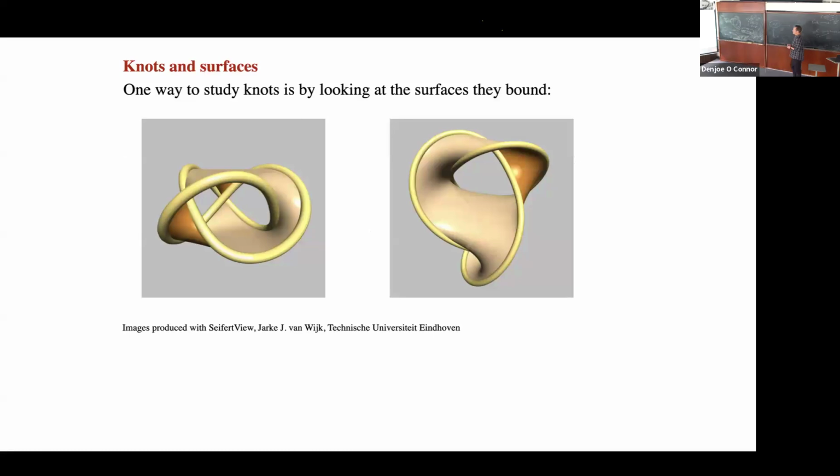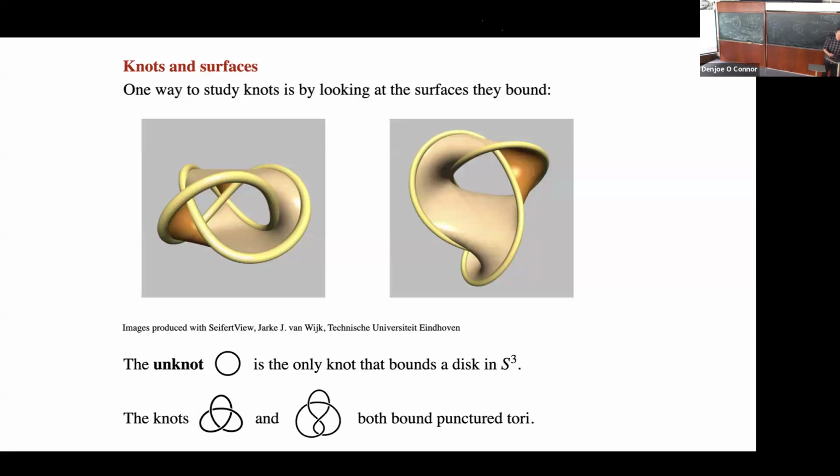Oh, but here we're at Seifert surfaces already. One of the families of invariants that I'm interested in studying are surface invariants for knots. One way of studying knots is by looking at the surfaces they bound. Here, for example, I've drawn two knot diagrams, and you can imagine filling them in with surfaces so that the knot is the boundary of the surface. Typically people study orientable surfaces. For example, the unknot is the only knot that bounds a disk inside of 3-space. So the unknot can be characterized by the fact that it bounds a disk, whereas the trefoil and the figure 8 knot, which I've drawn here, both bound punctured tori.